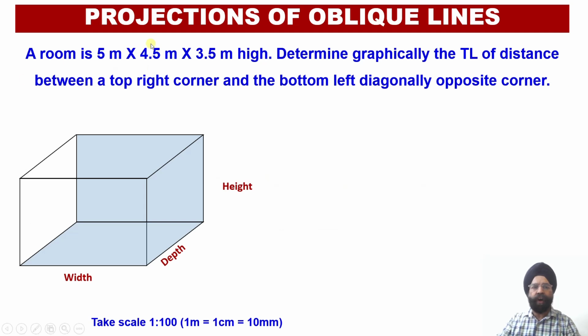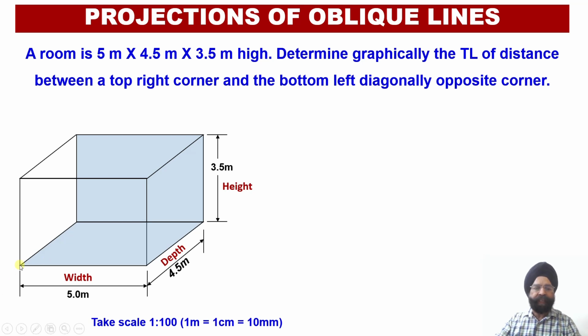So here we have got a room which has the dimensions 5 meters as the width of the room. So this is the width of the room, which happens to be 5 meters. Then the depth of the room happens to be 4.5 meters and the height of the room happens to be 3.5 meters over here. Now we are required to graphically determine the true length of the distance between the top right corner, so this is the top right corner, which will be joined with the diagonally opposite bottom left corner over here.